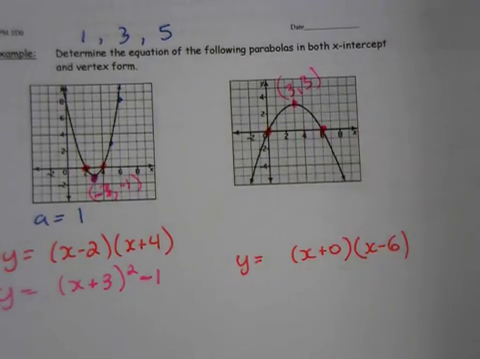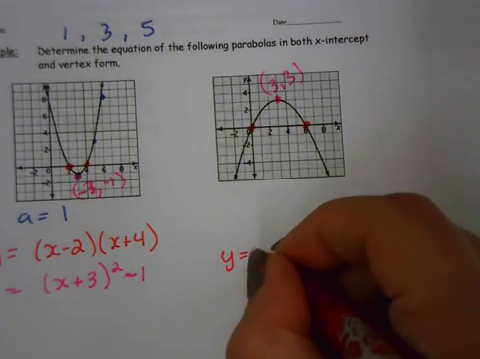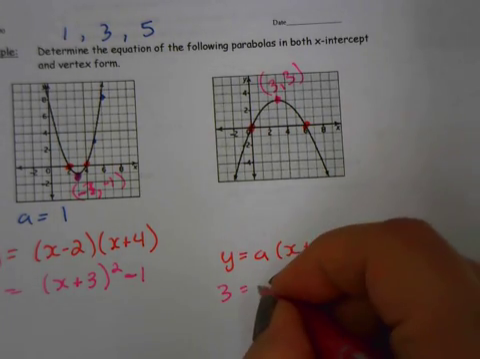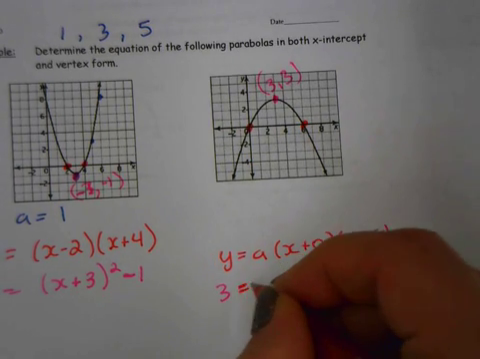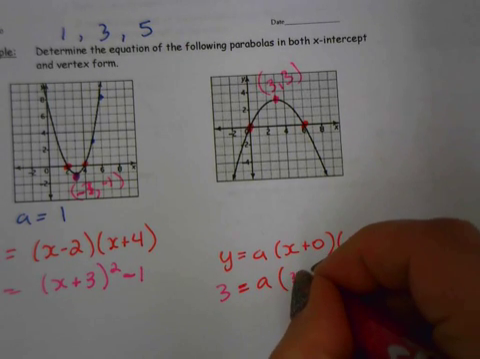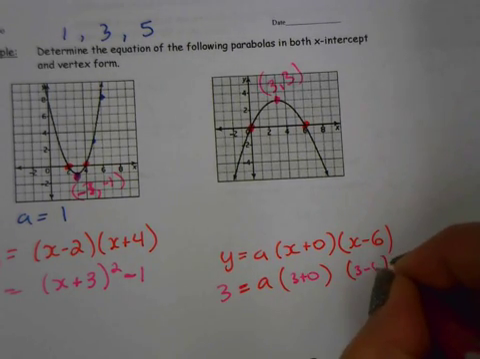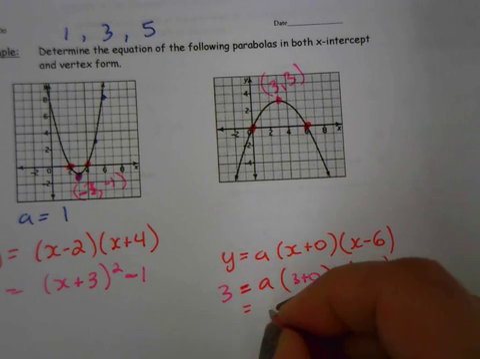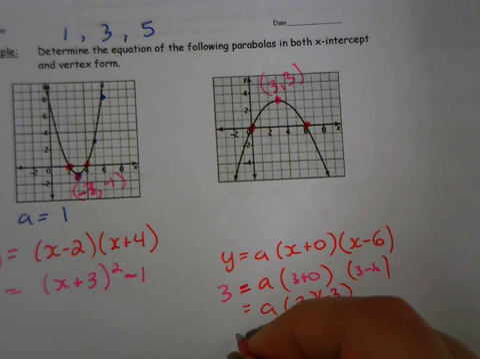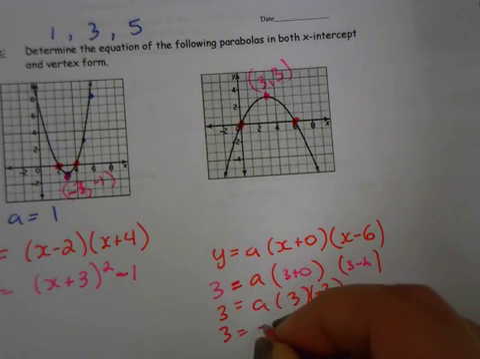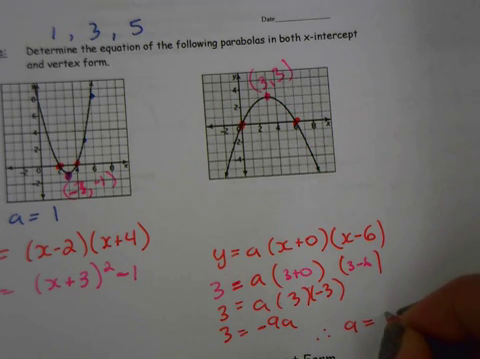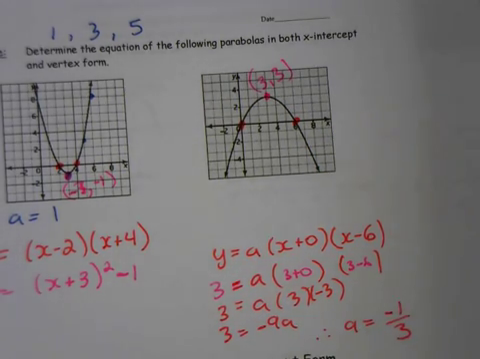So to find a, I'll just leave this as a for now, and I'm going to put in 3 equals a, 3 plus 0, 3 minus 6. So we get a equals 3 times -3. We get 3 equals -9a. Therefore, a is equal to -1/3.